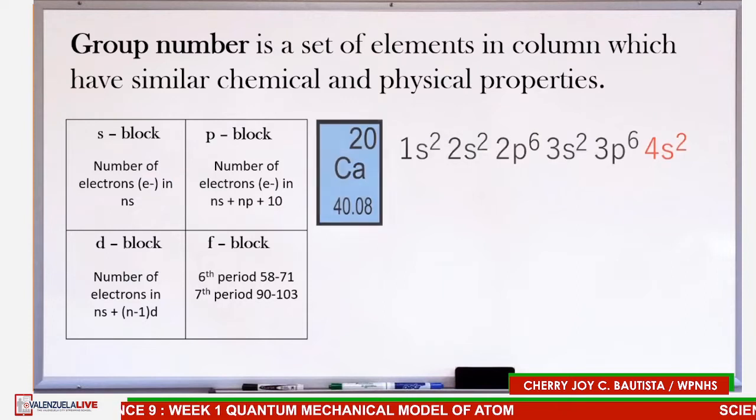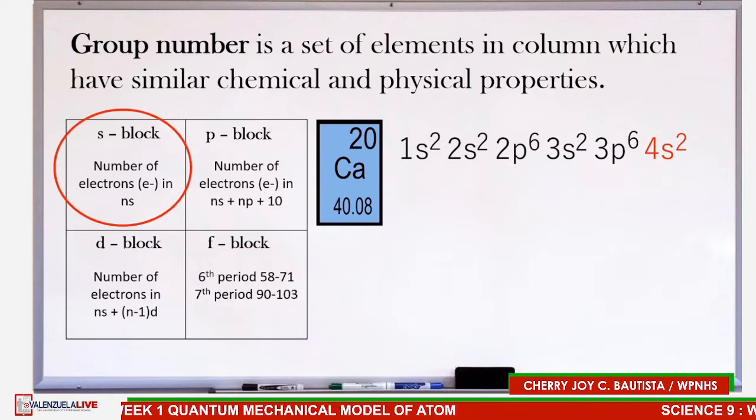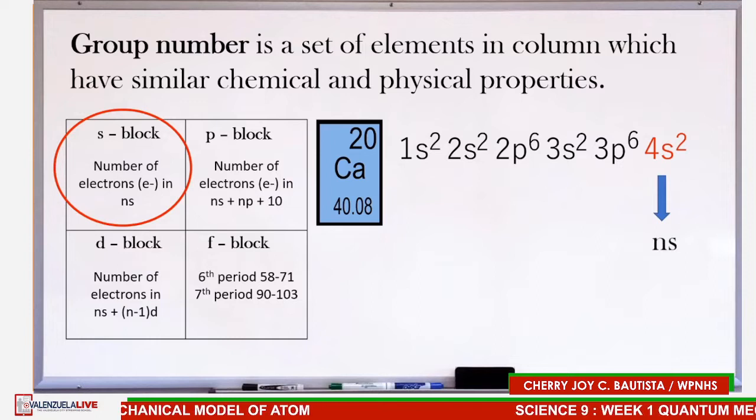For calcium, the last electron is in S block, so we just simply count the number of electrons of Ns, or the highest energy level, which is 4s. So, how many electrons does it have? 2. Therefore, calcium is found in group 2.